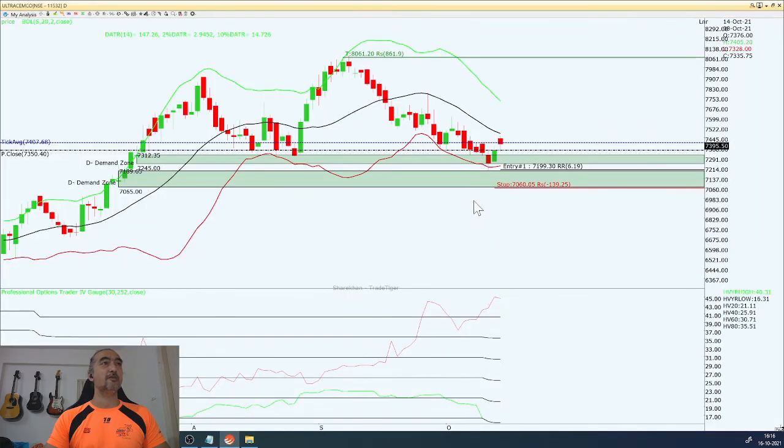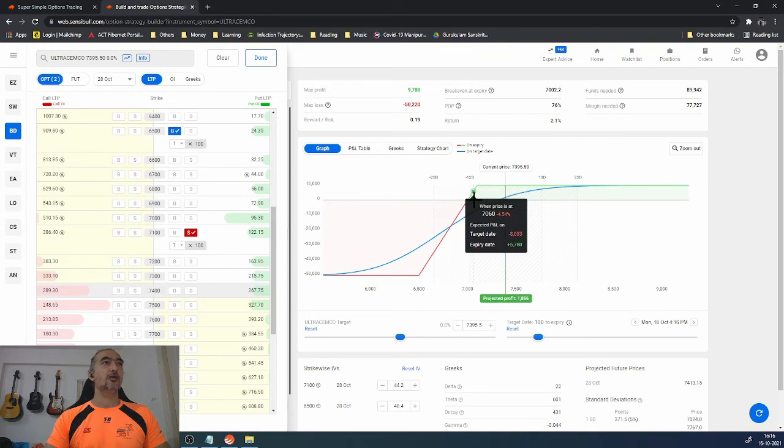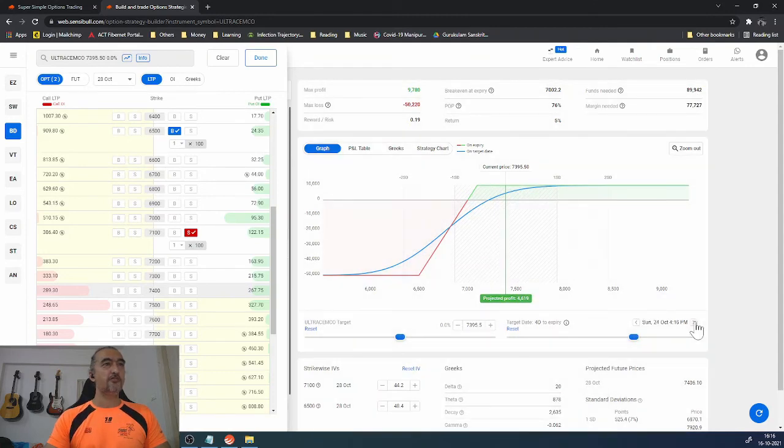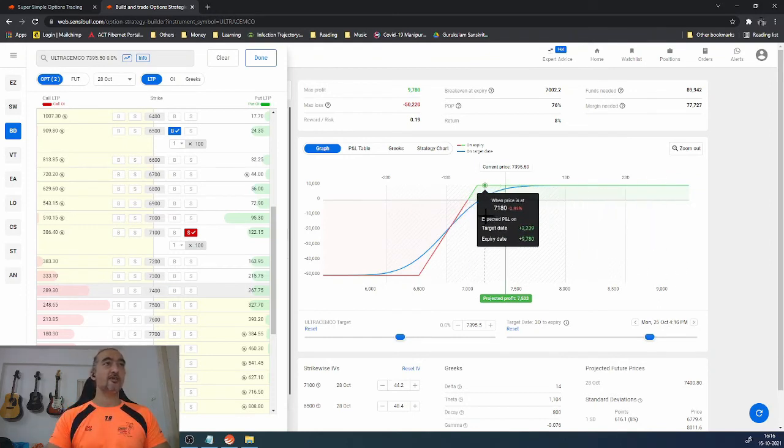At 7,060, I still make a loss of 8,000 rupees if I cross 7,060 on Monday. But what is the probability that I would cross 7,060 on Monday? Let's say that days go by, the trade keeps getting better if I stay above, on the 25th of this month. If the price continues to stay above 7,000, the loss reduces to 173 rupees only, at 7,120. And the profit continues to increase and it goes up all the way till 9,780 on expiry day.